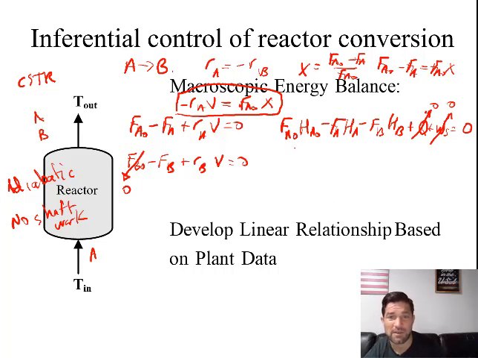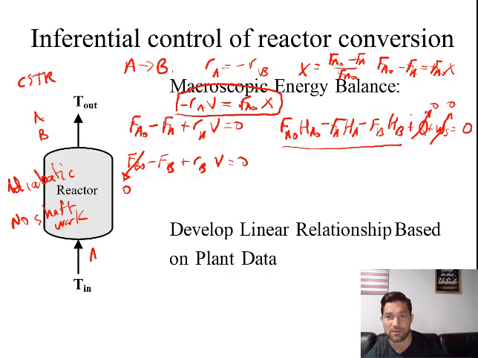We can do some substitutions here. Okay, so we have our material balance and our energy balance. If we put these two things together, we can come up with a correlation that relates conversion with temperature. Okay, so let's do that. For this term, what do we want to do? We want to replace FA, this term right here.